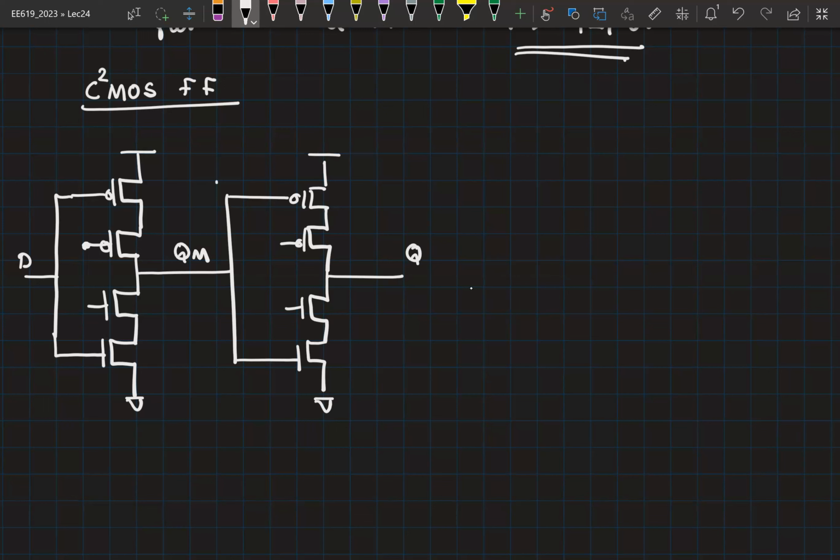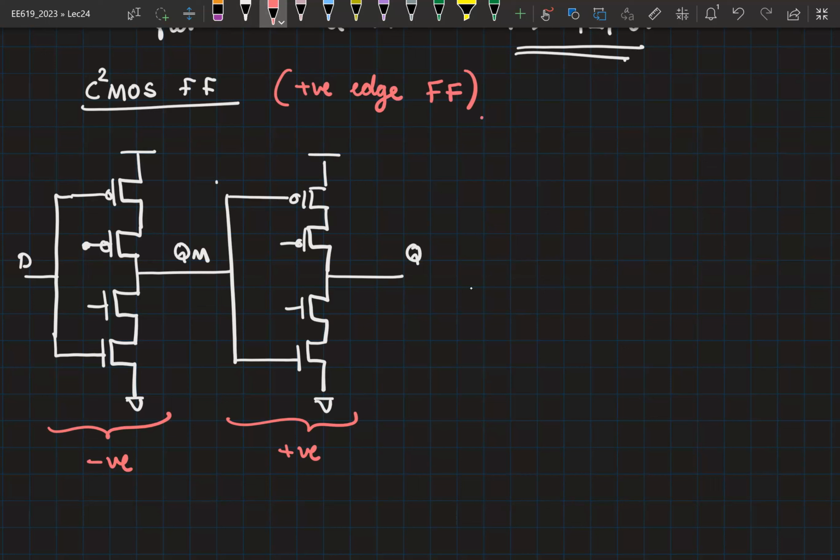So should this be clock or clock bar? We want this to be a negative latch and this to be a positive latch, because we are looking at a positive edge triggered flop, right? So if this has to be negative, then this should be clock and this has to be clock bar, because when clock is equal to 0, the circuit will boil down to an inverter functionally, right? Similarly, this has to be clock bar and this should be equal to clock.